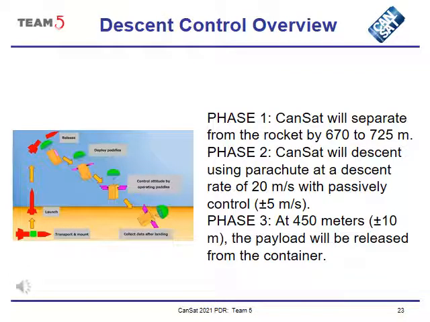Here we have the overview. For phase 1, the CanSat will separate from the rocket at 670 to 725 meters. Phase 2, the CanSat will descend using a parachute at a descent rate of 20 meters per second with passive control, plus or minus 5 meters per second. Phase 3, at 450 meters plus or minus 10 meters, the payload will be released from the container.